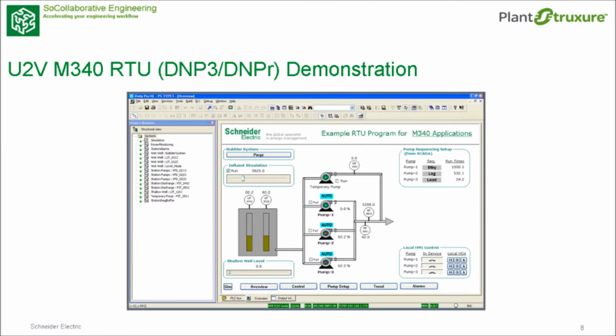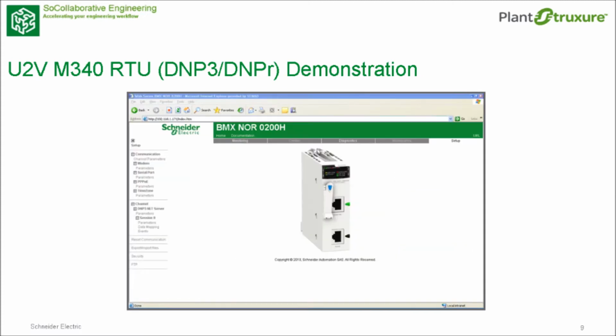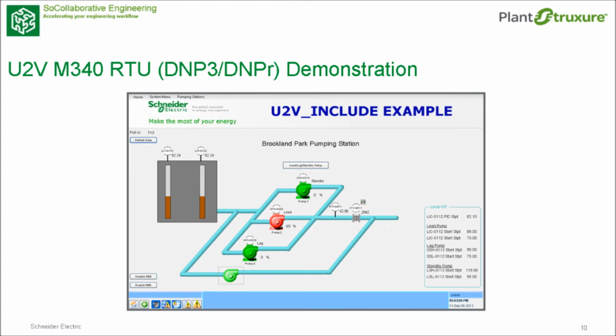This demonstration begins with the assumption that the RTU Type 1 requirements have been created, tested, and validated completely. This includes the Unity Pro project, the M340 BMXNOR configured DNP3 point database, and the Vijeo Citect graphic user interface.